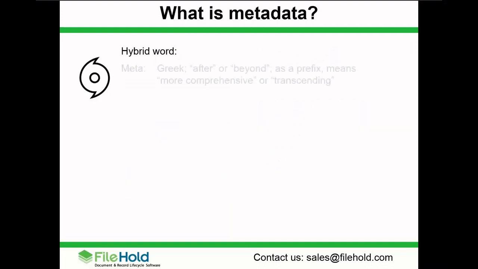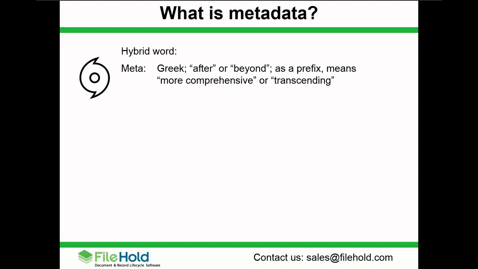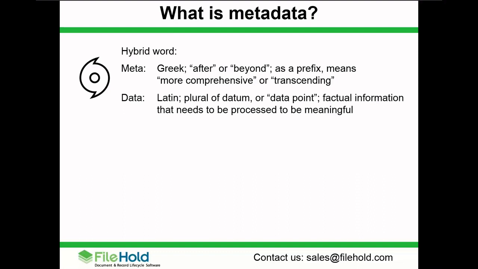Metadata is a hybrid word. It's a hybrid because the first part of it is actually Greek, and meta means after or beyond. But when you use it as a prefix, it means more comprehensive or transcending. So it's often used to describe something that's larger than the subject at hand. Data, on the other hand, is a Latin term, so we've actually got Latin and Greek put together, hence it's a hybrid word, which is a plural of datum or a data point.